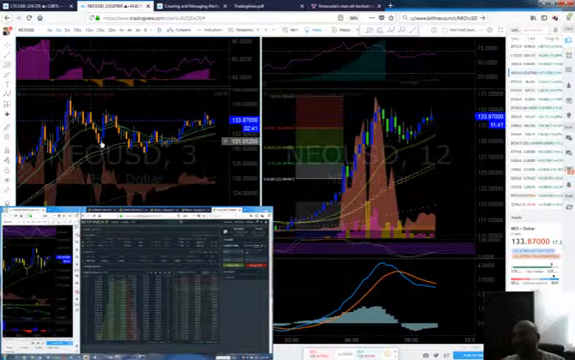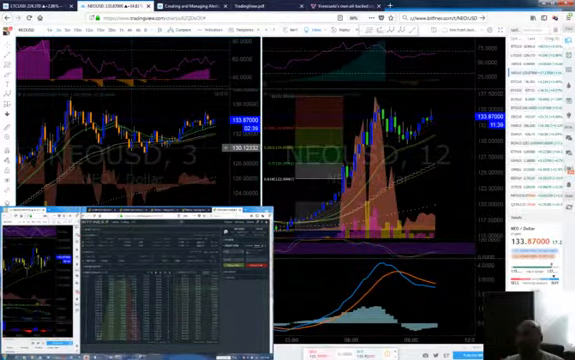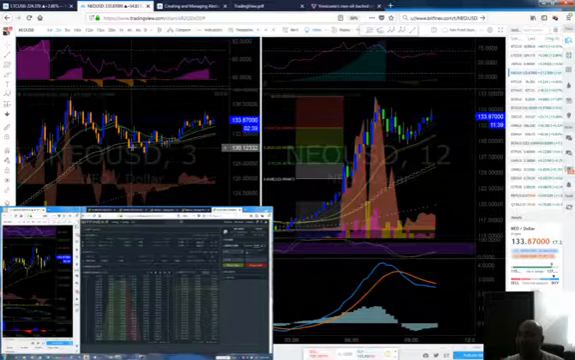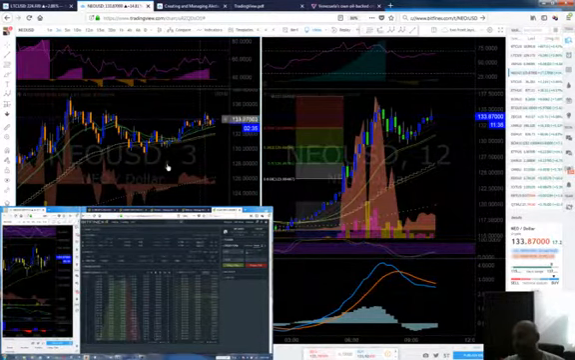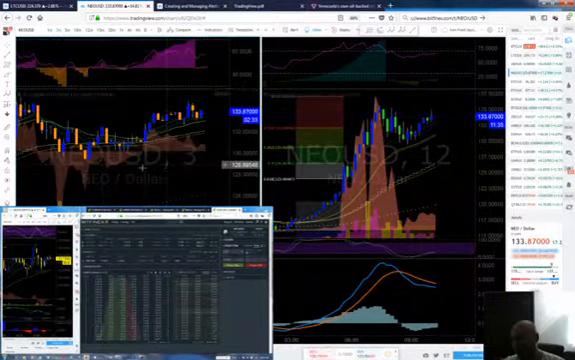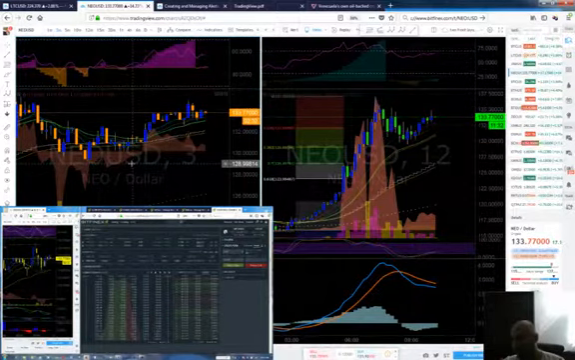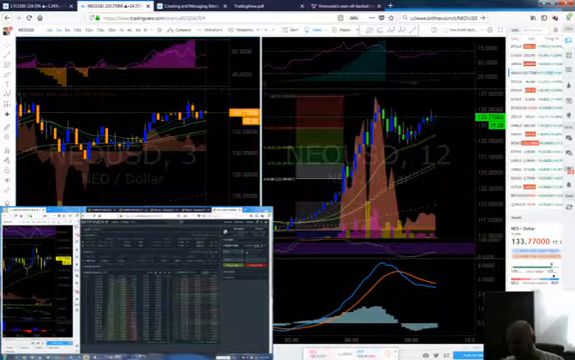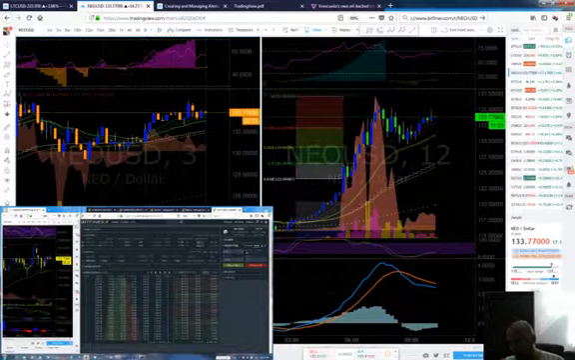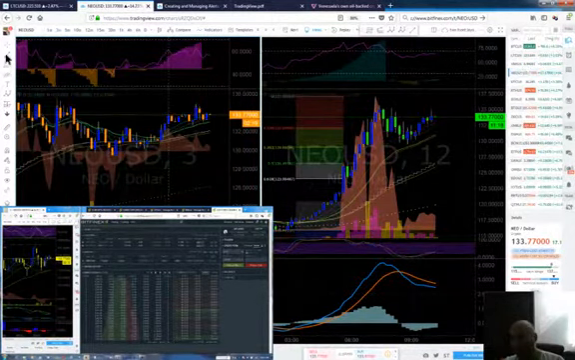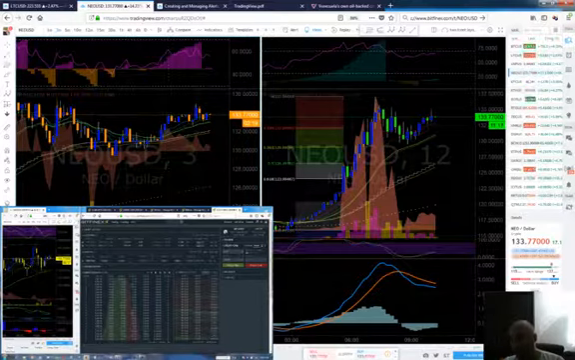Okay, so A, B, C, and I don't like this. It looks like it's going to drop. It's going to drop. I don't like it. Look, MACD pointing down. It's going to point down. It's going to cross in a minute, I think. Divergence right here.